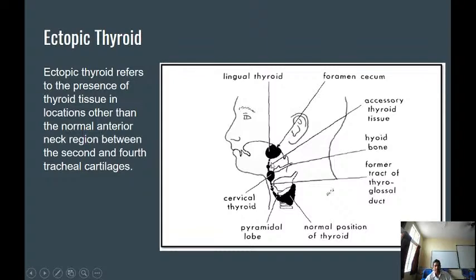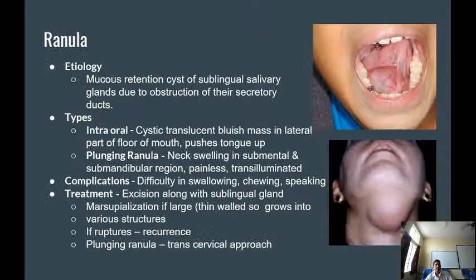Now, it may be arrested at any part of this tract, and so ectopic thyroids are the differential diagnosis, also to be considered in the midline swellings. Then you come to another condition which is called ranula. Ranula is nothing but a mucus cyst.